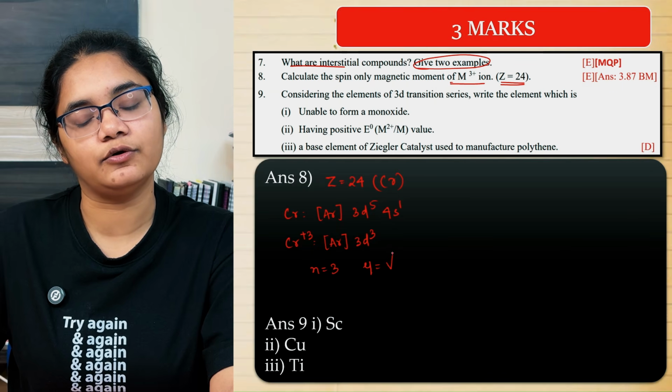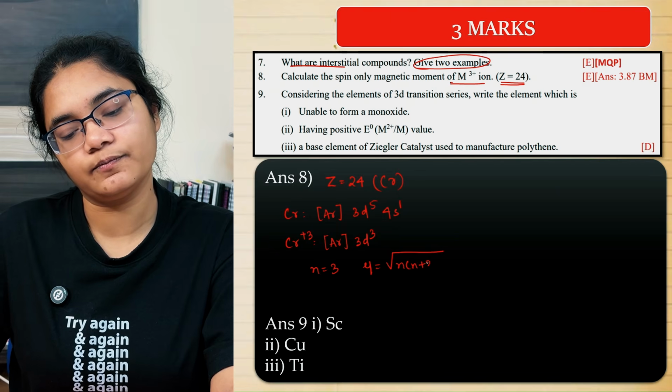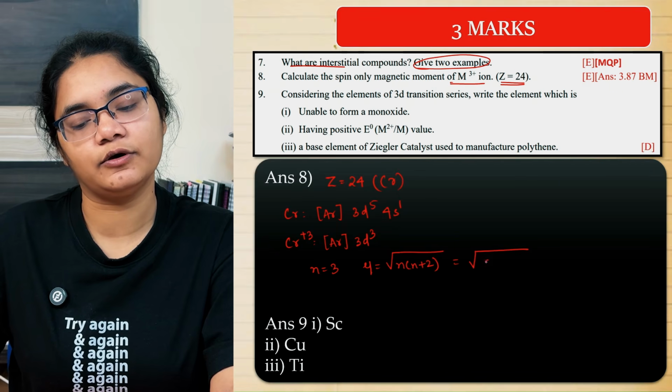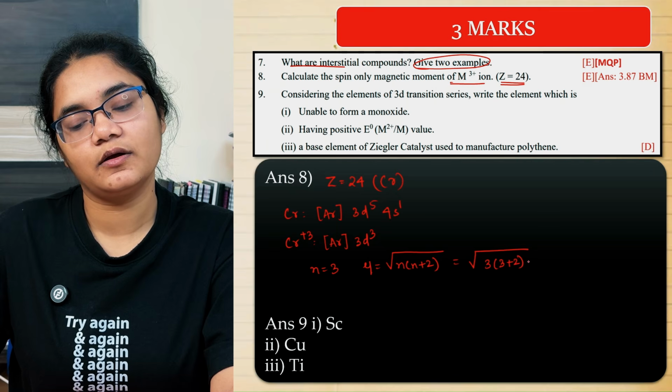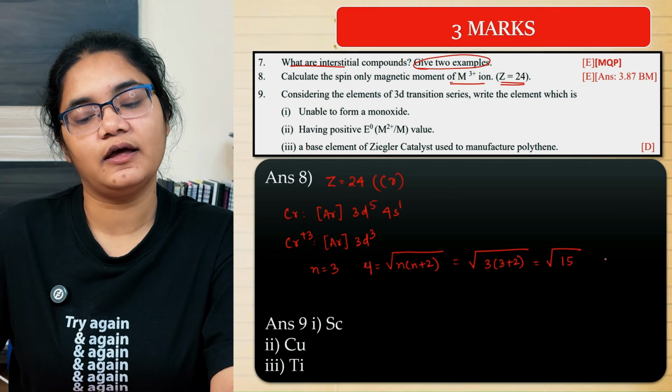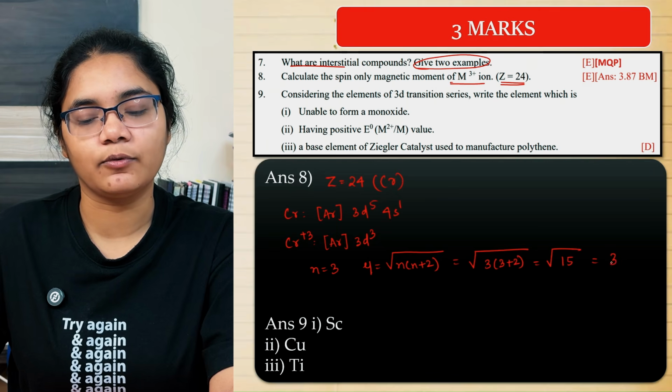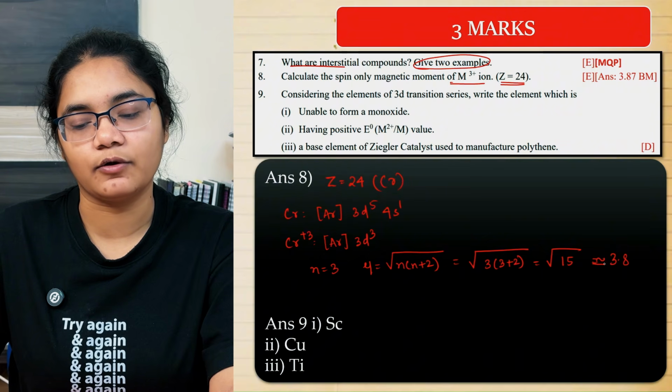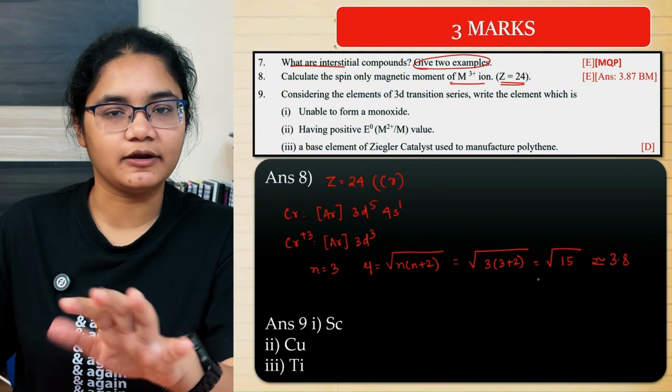So mu will be equal to root over n(n+2). If I substitute here, that will be equal to root over 3 into 3+2. So that is equal to root over 15, and you will get almost 3.7, 3.8, somewhere around this. You can just calculate correctly, you get 3.8 something.